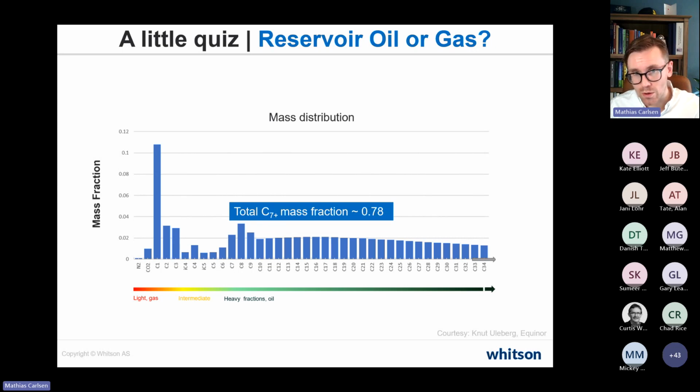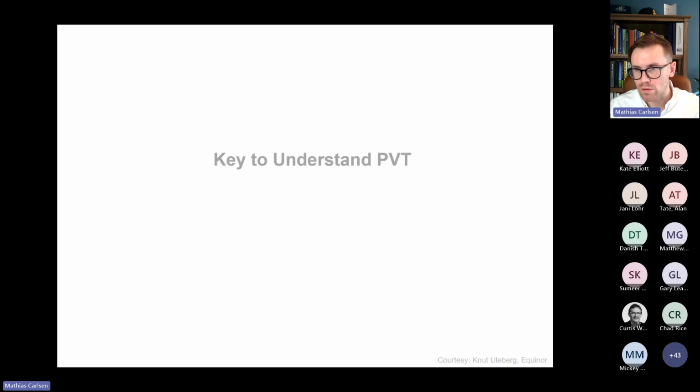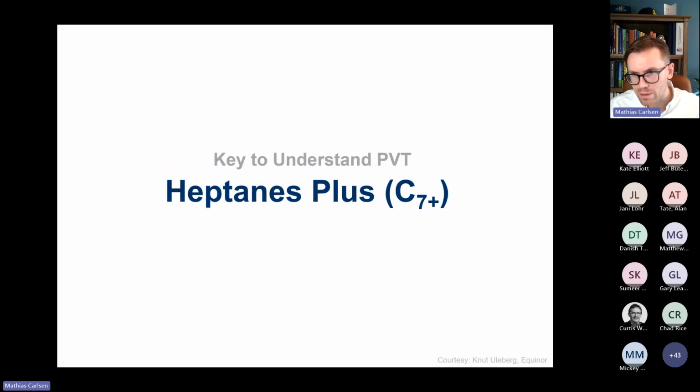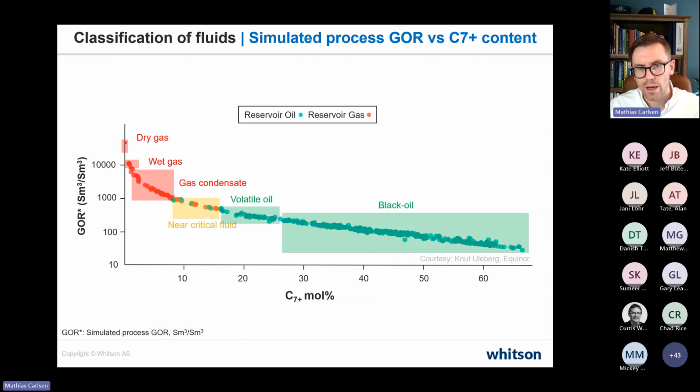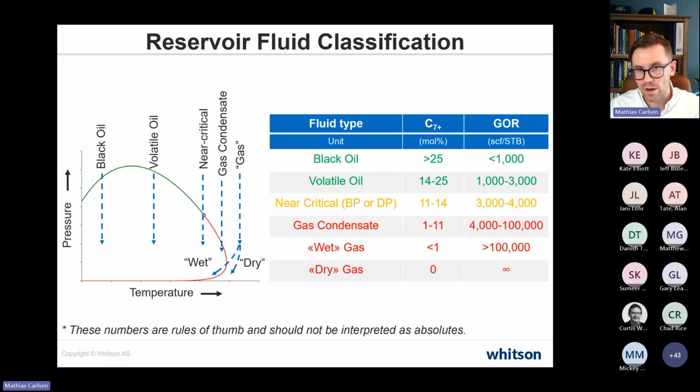I'm sure all the gas people would assume that this is a reservoir oil. Okay, and there's so much information in this C7 plus part of the data, and that's a very, very important thing to understand. It's what you call heptanes plus, and it's really well correlated to fluid systems. As an example, right here, this is put together from Equinor for all their different fields, and you can use that as a rule of thumb to classify reservoirs.